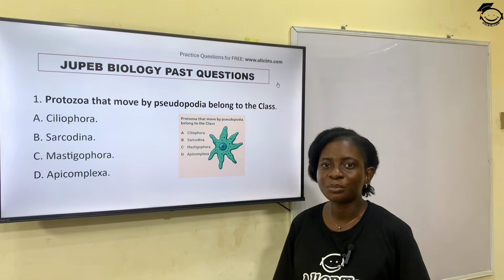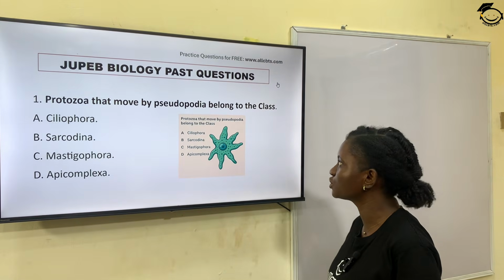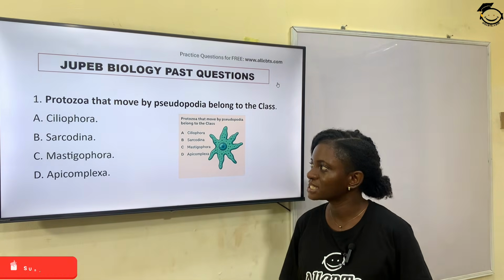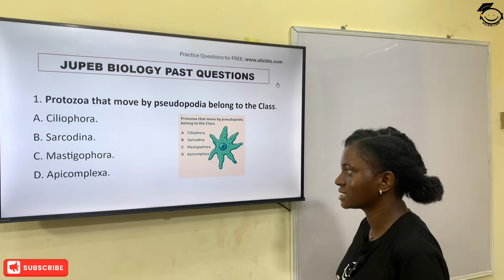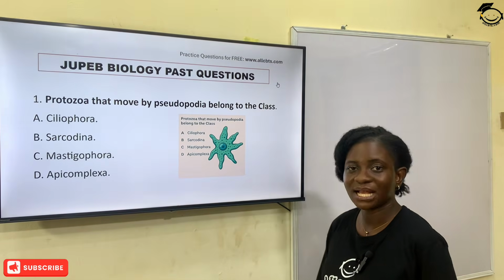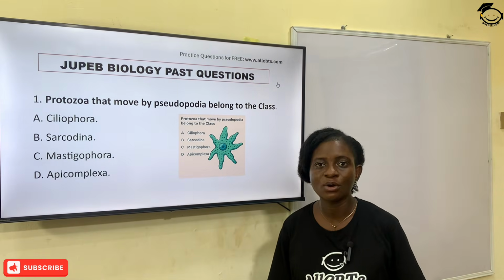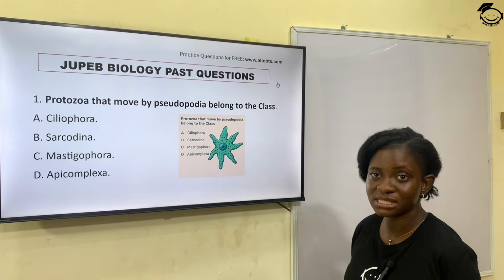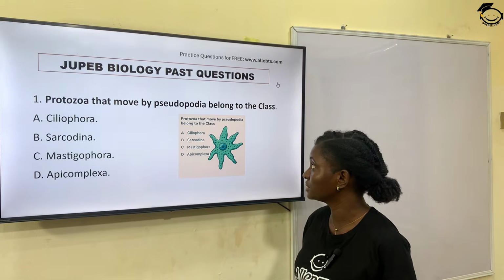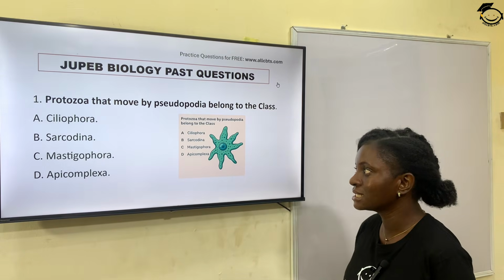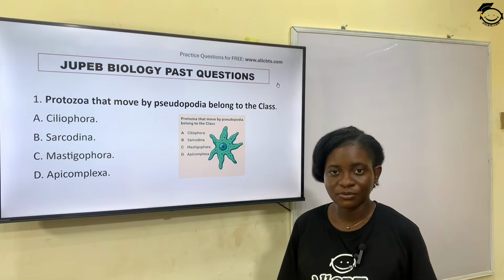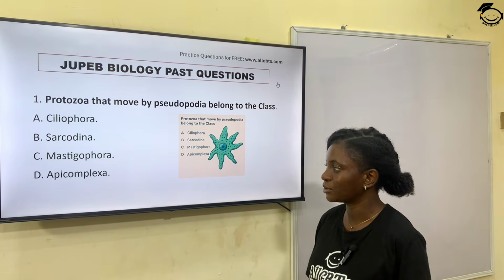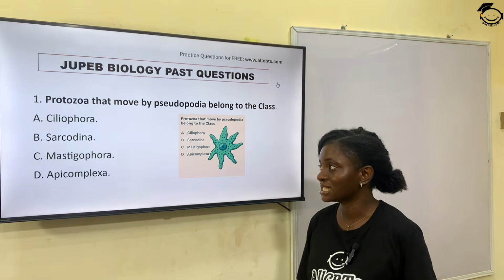Question 1. Protozoa that move by pseudopodia belong to the class A. Ciliophora, B. Sarcodina, C. Mastigophora, D. Apicomplexa. Protozoa that move by false feet, because that's the meaning of pseudopodia, belong to which class? The correct answer is Sarcodina.